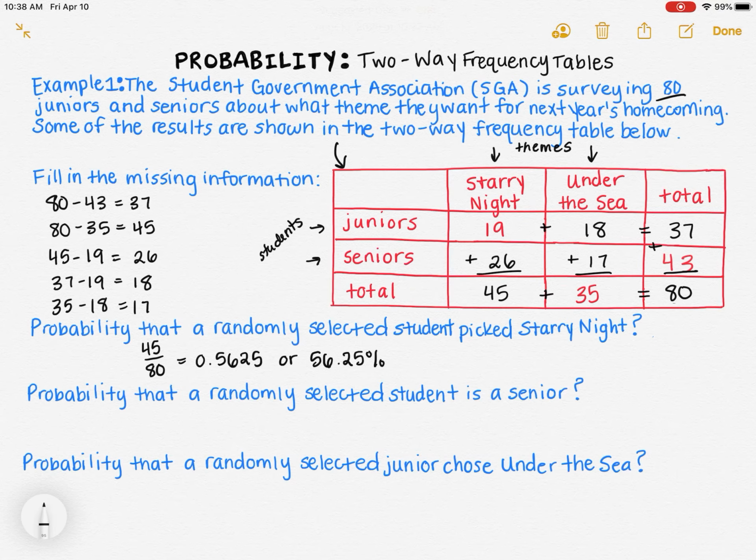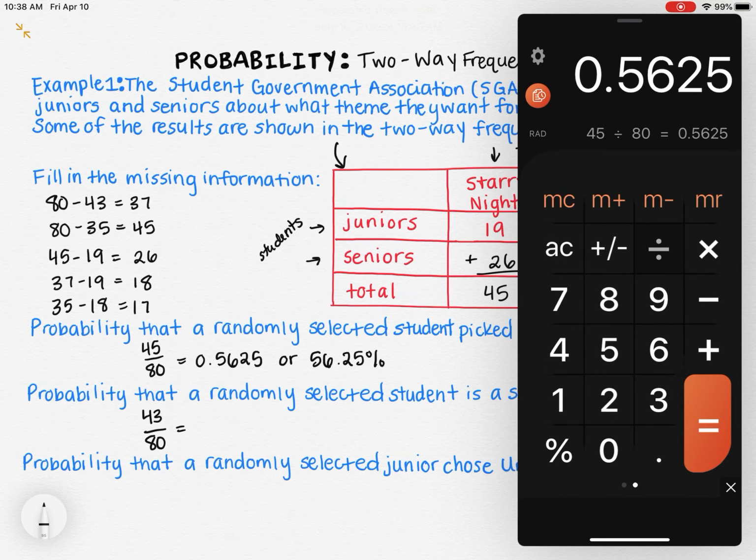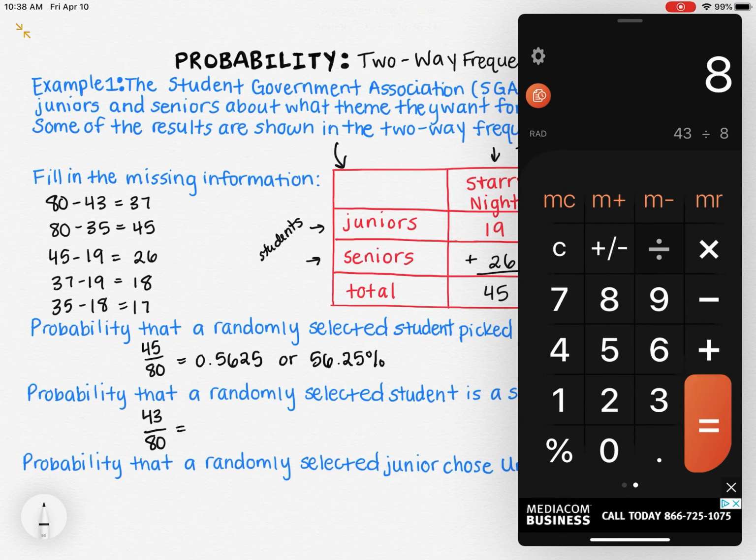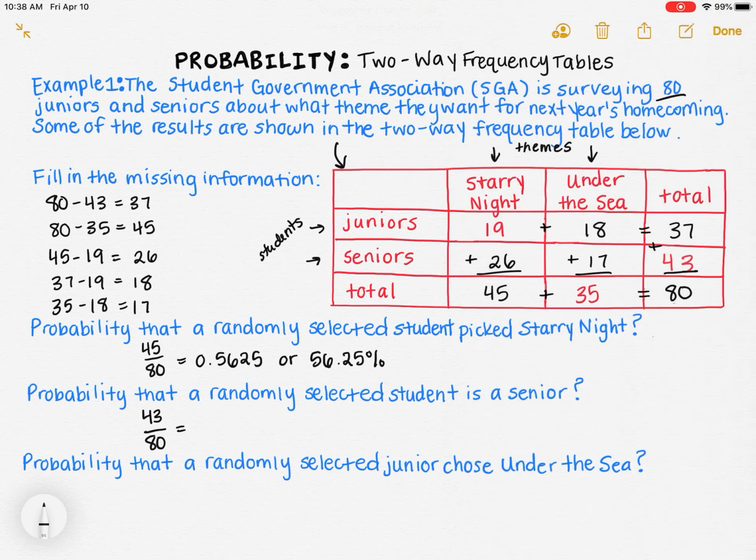What is the probability that a randomly selected student is a senior? Again, out of all of the students, what is the probability it's a senior? There were 80 students. And how many of them were seniors? I can look up, and that was 43. That was one of the things that was given to me. 43 students were seniors. So I can do that in my calculator again. 43 divided by 80.